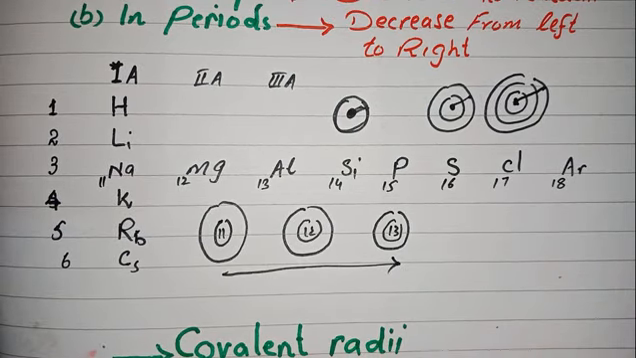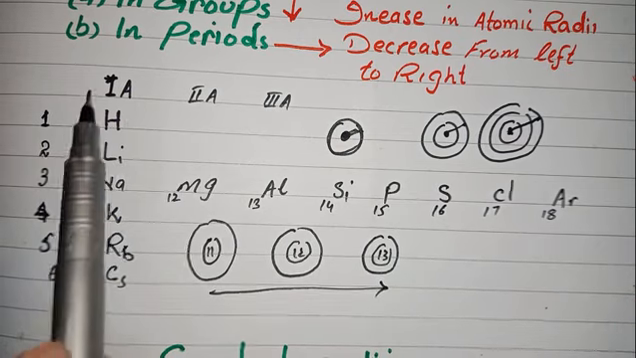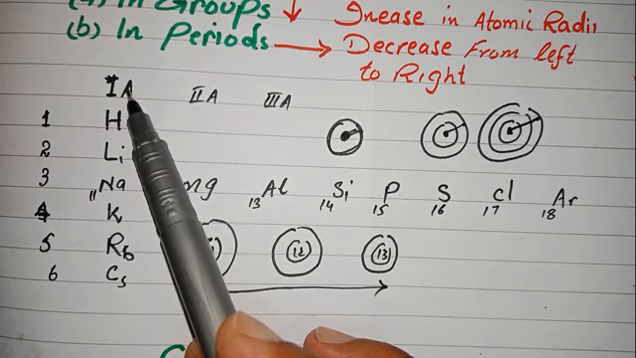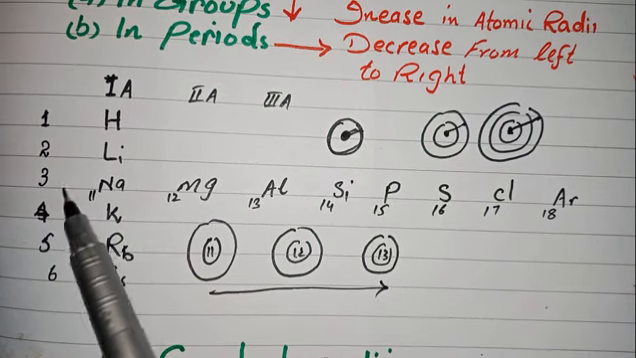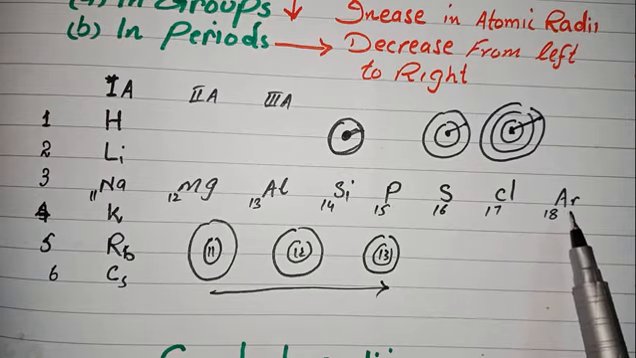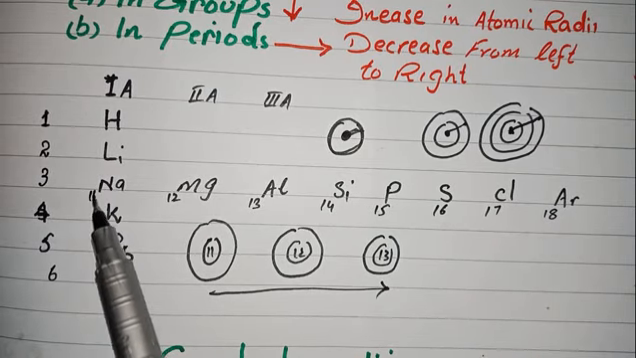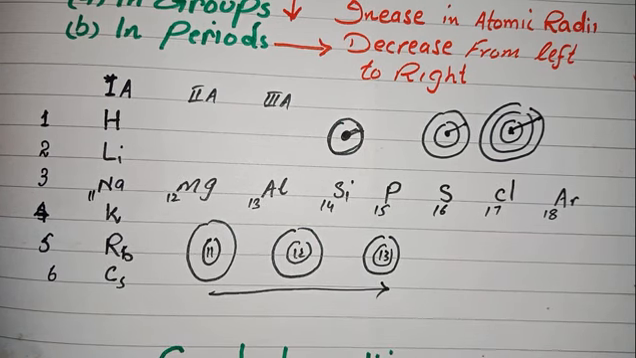So we can say that the atomic radius in the periodic table increases when we move from top to bottom in a particular group, and it decreases when we move from left to right in a period. So it is all about the atomic radius.